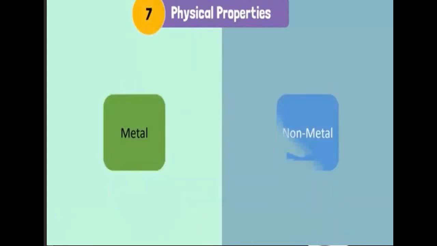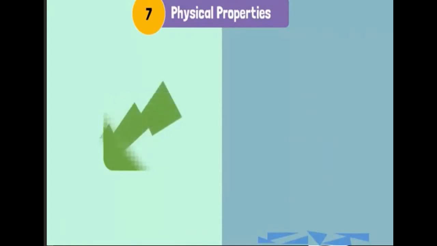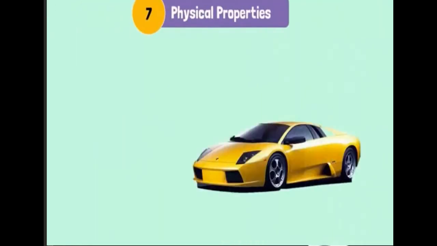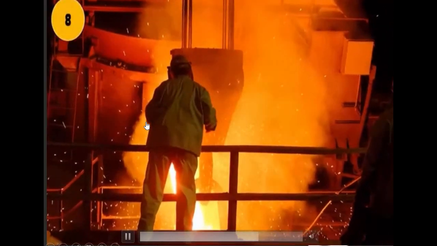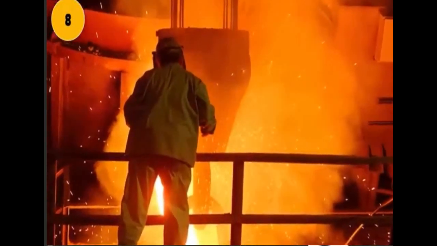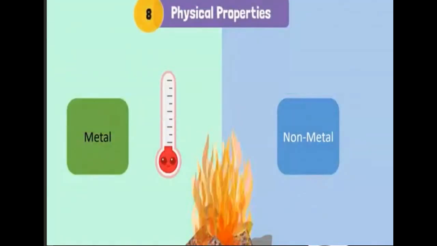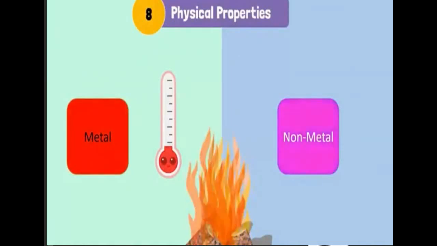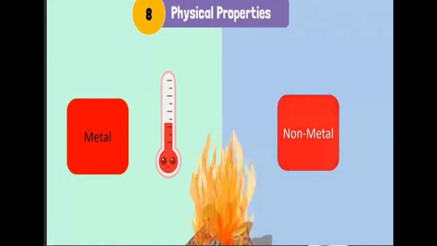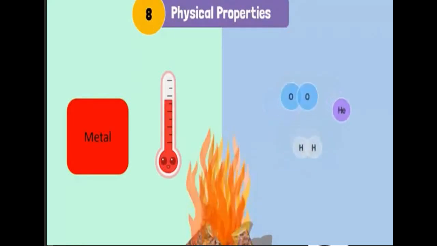This also means they are not malleable, meaning they cannot be molded into different shapes without breaking or cracking, but metals can. Metals are also used in making cars, airplanes, or in factories for machinery because they have high melting points. A material is said to have a high melting point when it can absorb a lot of heat before softening and liquefying. In other words, it melts at a high temperature. Non-metals have low melting points, which is why most of them are gases at room temperature.